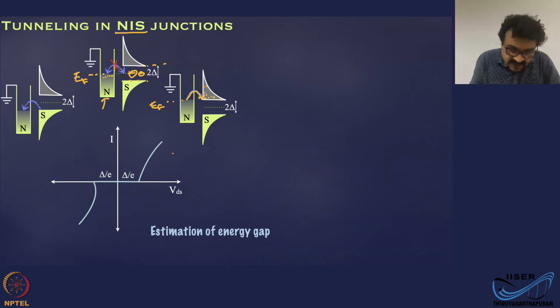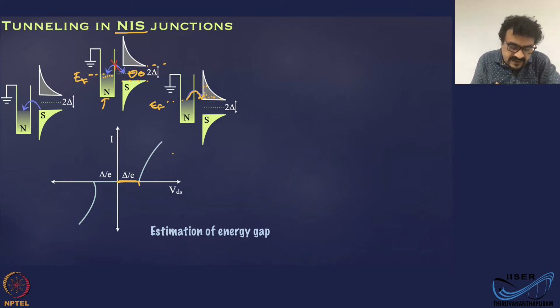So from zero bias through a bias of delta by E, no current. In this window, no current. Okay, no current in this window. But once you align this quasi-particle level, which is delta above the Fermi level on the superconducting side, then the current will start increasing because you have available states for these electrons to tunnel into.